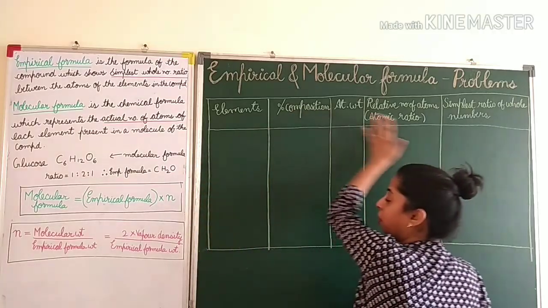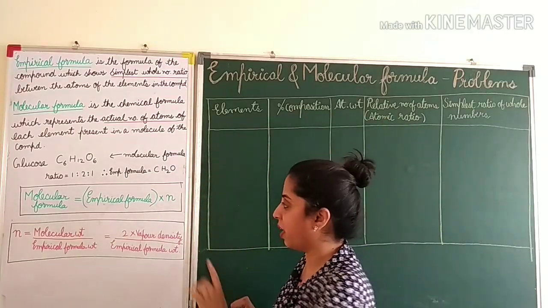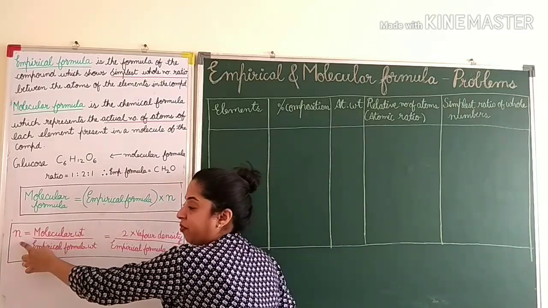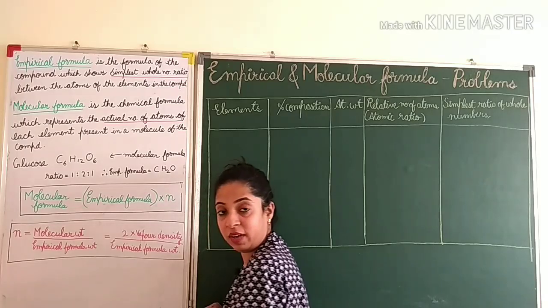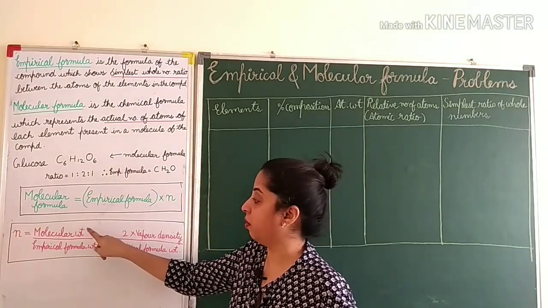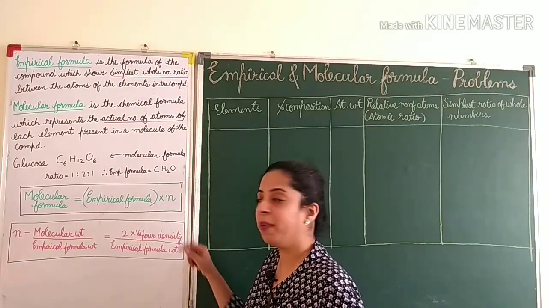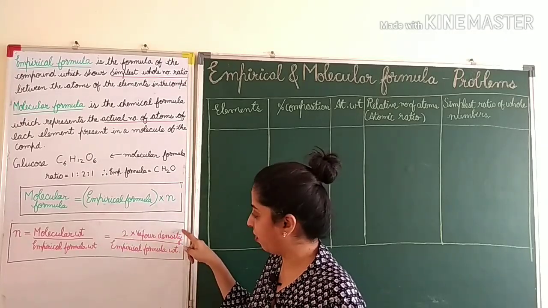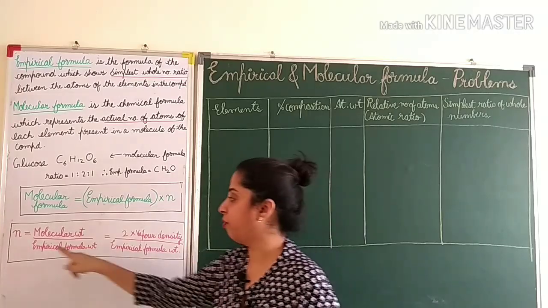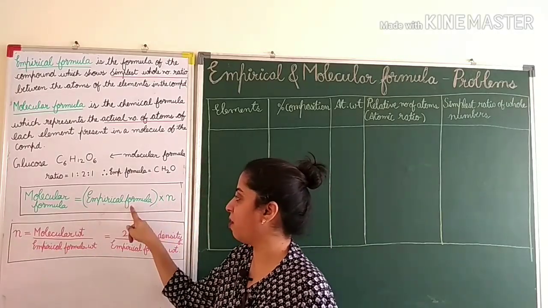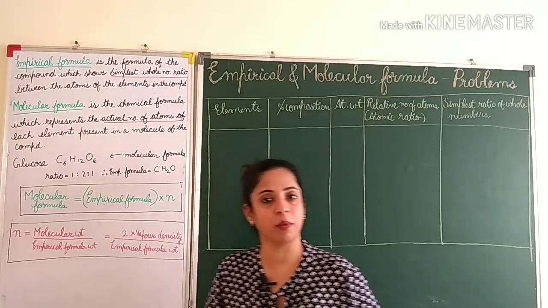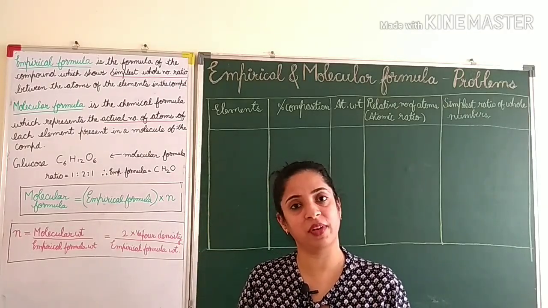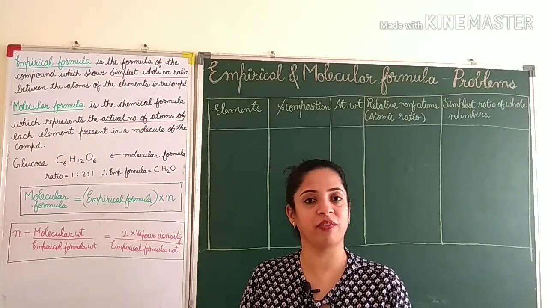So first you will find the empirical formula from this table, then you will multiply with N. Now in the question, if molecular weight is given, then you can find N by molecular weight upon empirical formula weight. If molecular weight is not given and vapor density is given, then you will multiply vapor density with 2 to make it molecular weight, and then divide by empirical formula weight to find N. This N you multiply with the empirical formula to get the molecular formula. Now children, this is very simple. You will understand this better with the help of an example. So let's go ahead and solve a few examples.